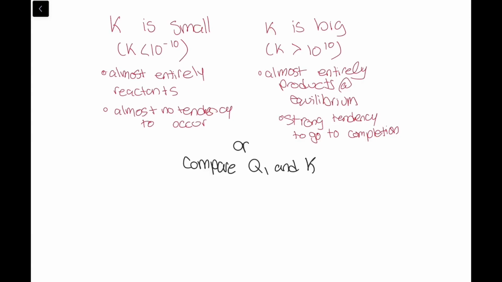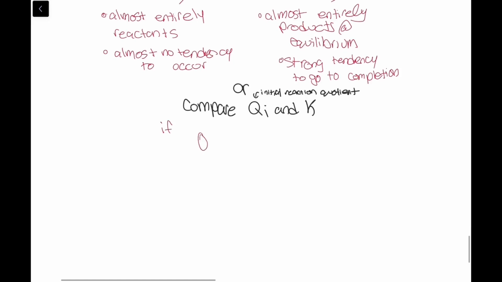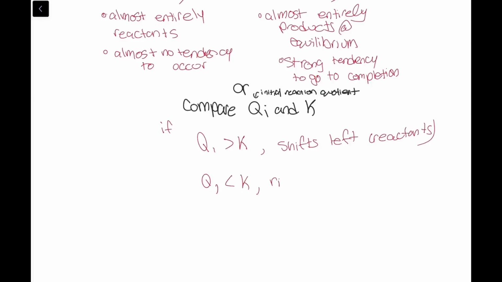Another way we can interpret K is to compare the initial Q to K. So if the initial Q is bigger than K, the reaction shifts to the left, while if it's smaller, the reaction shifts to the right.